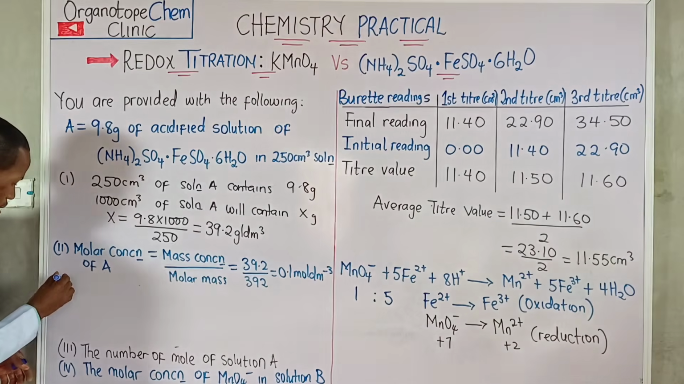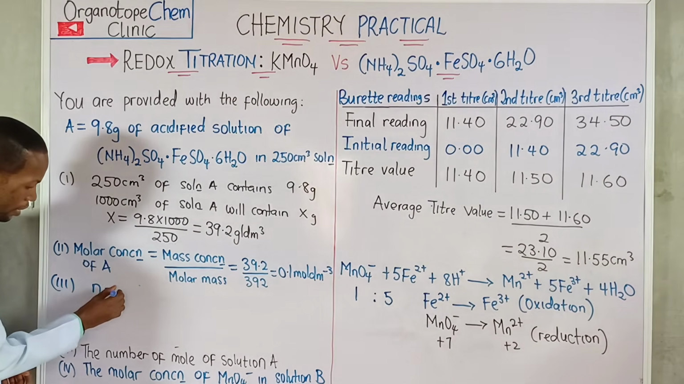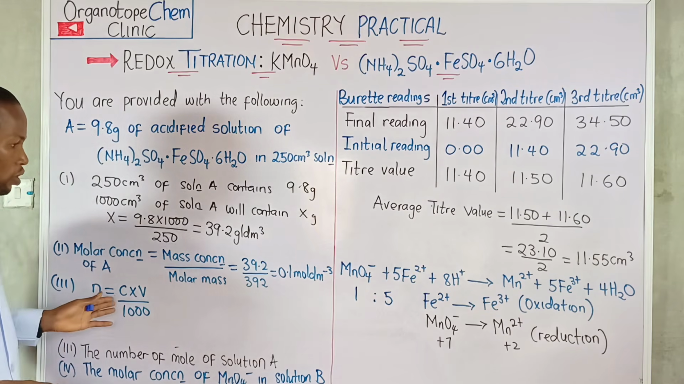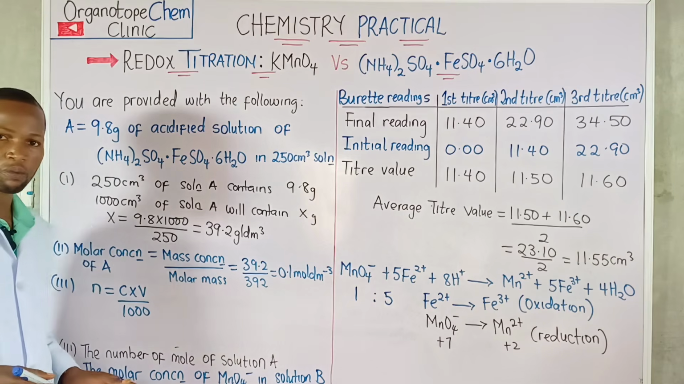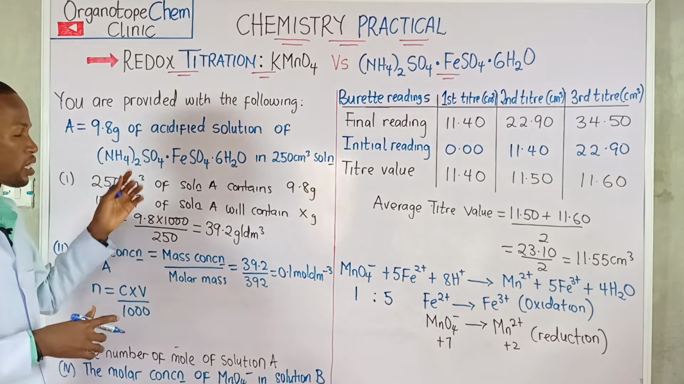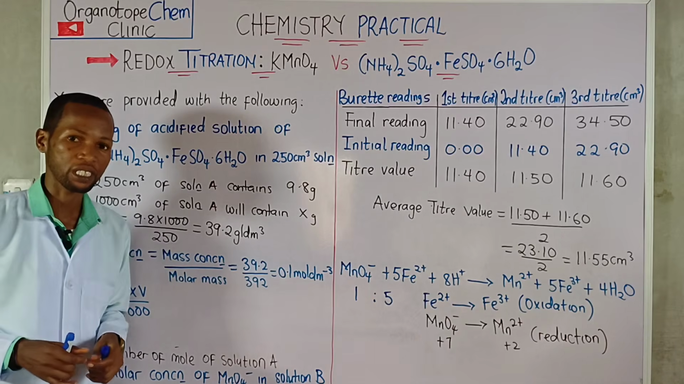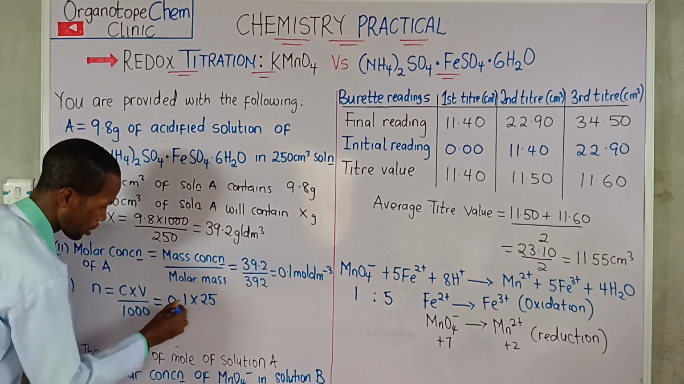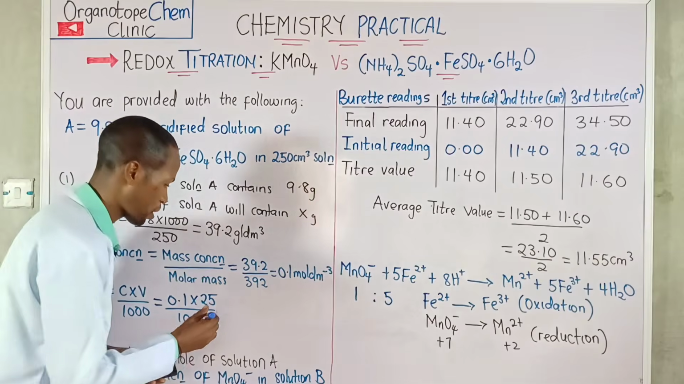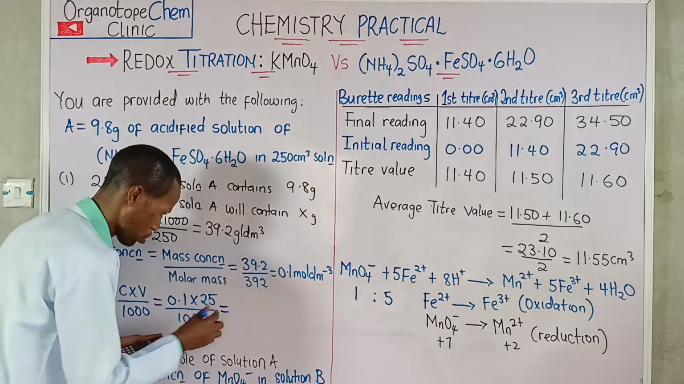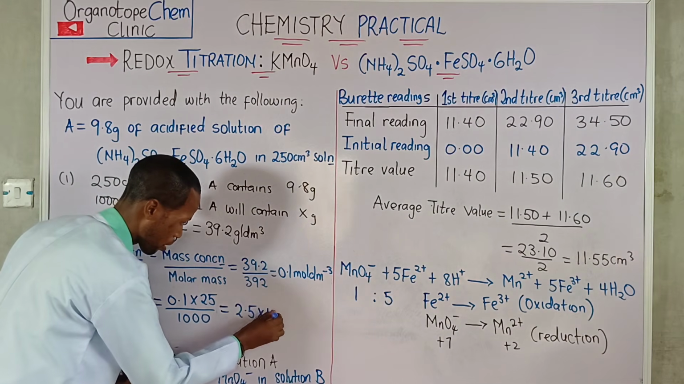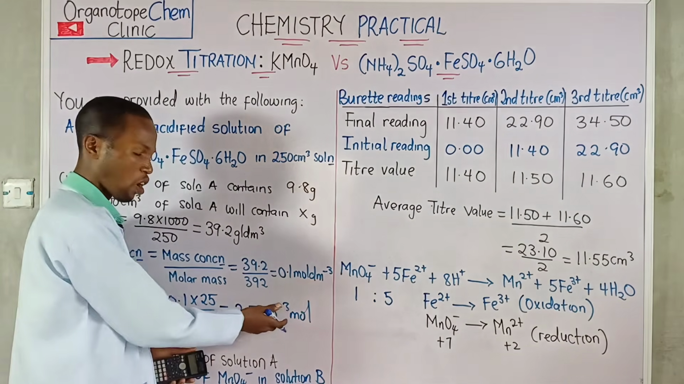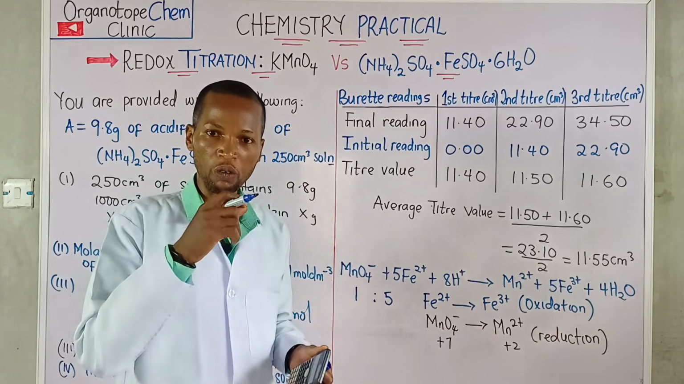Question number 3, we have to determine the number of mole of solution A. We can use this formula: n equals concentration times volume over 1000. We already know the concentration is 0.1 mole per dm³, and the volume of solution A pipetted during the titration is 25 cm³. So we have 0.1 times 25 divided by 1000. When you press your calculator, we are going to have 2.5 times 10 raised to power minus 3 mole of solution A. So this is the amount in mole of solution A contained in the 25 cm³ of solution pipetted.